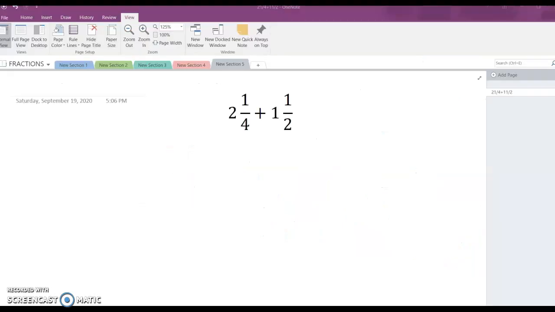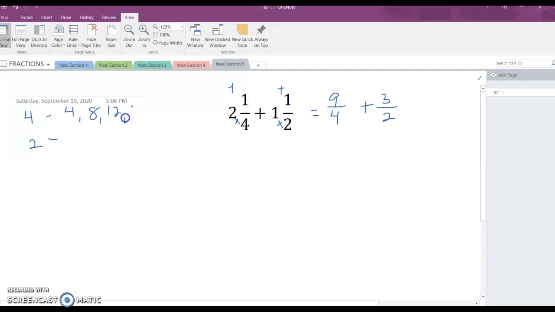Now let's look at this other one here. Let's change our mixed numbers to improper fractions. I'll just write to the side here: 2 by 4 is 8 plus 1, that's 9 over 4. 1 by 2 is 2 plus 1, that's plus 3 over 2. We need to find the LCM of 4 and 2, right? Multiples of 4: 4, 8, 12, 16, and so on. Multiples of 2: 2, 4, 6, 8, and so on. So the LCM, the lowest common multiple, is 4.